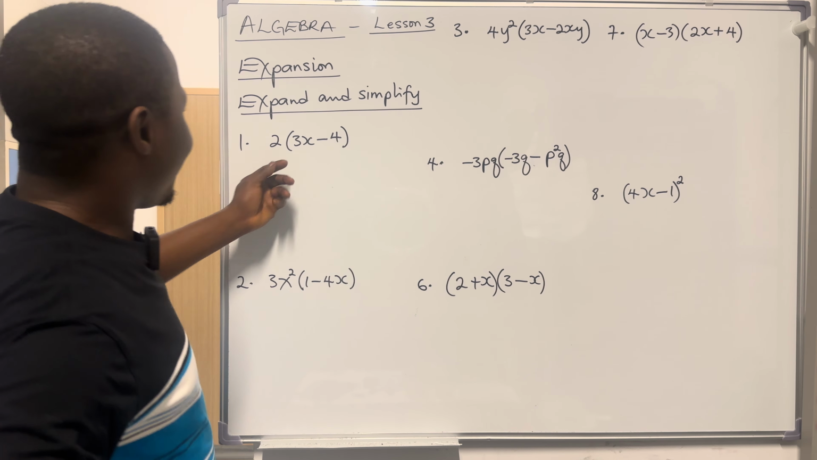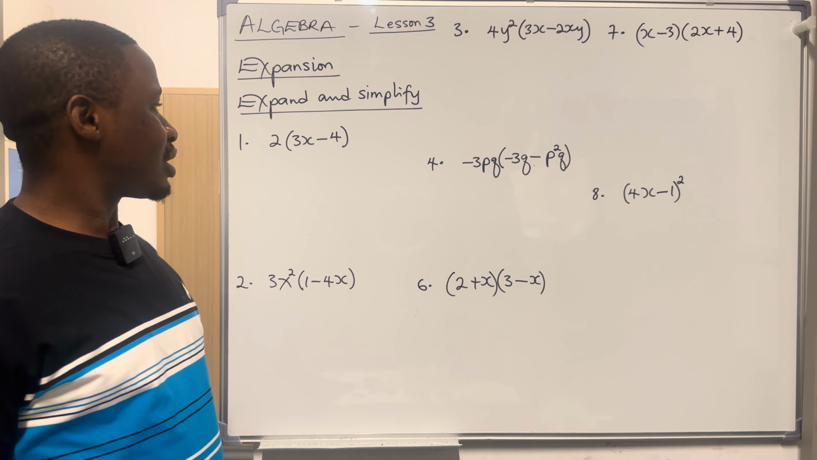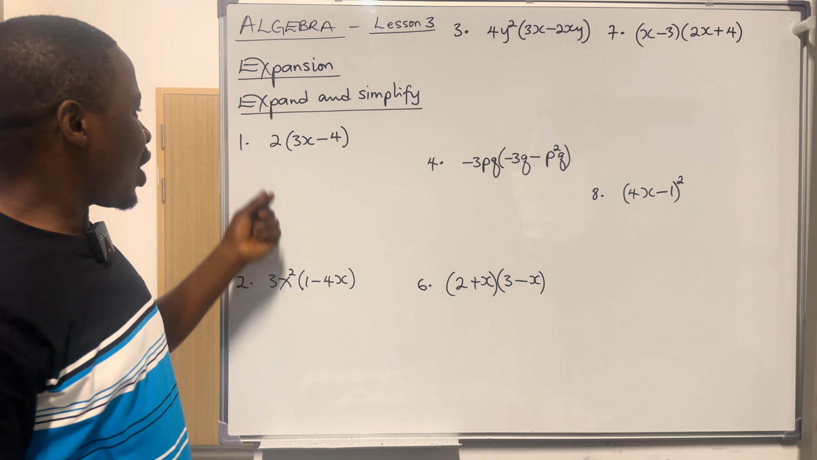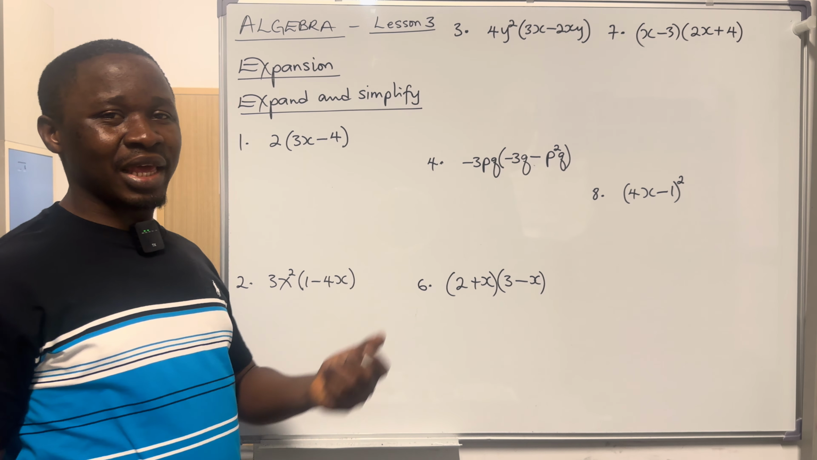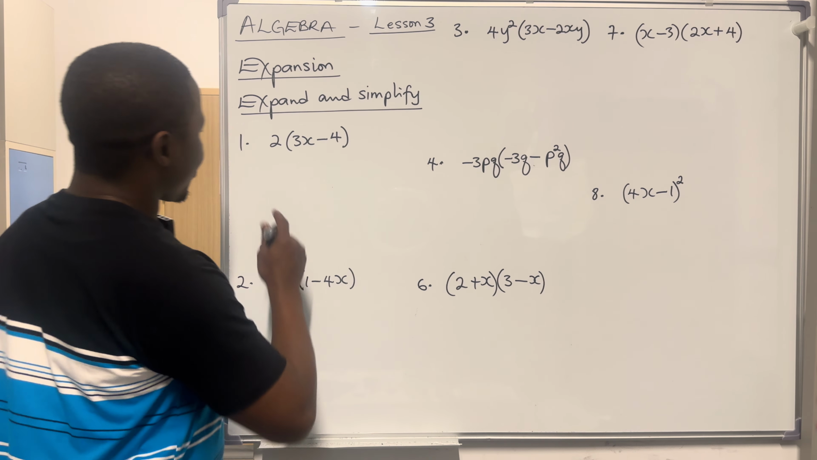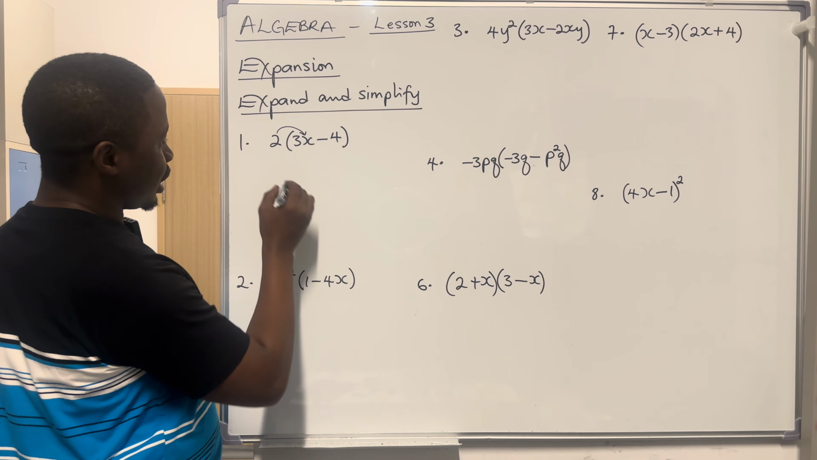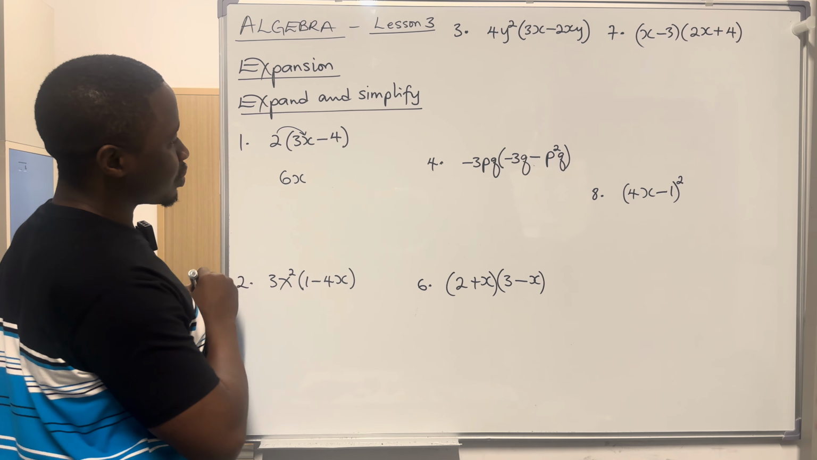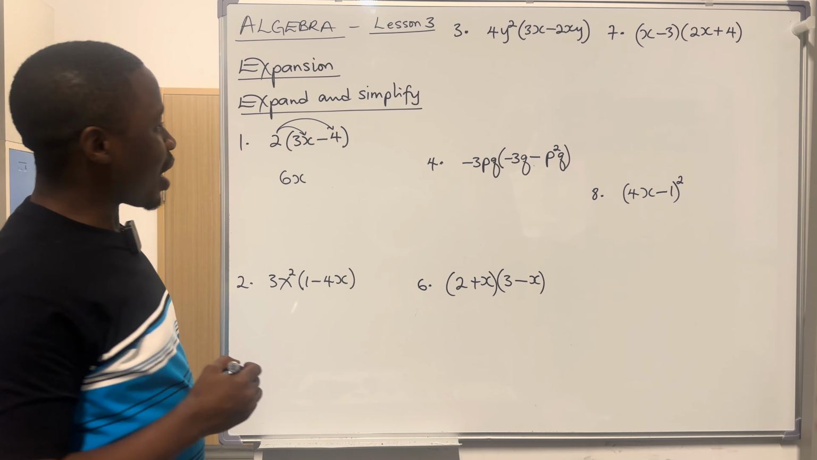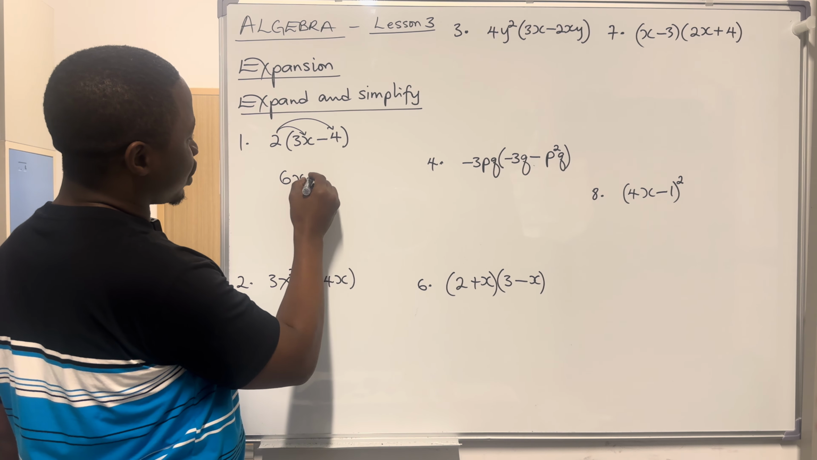All right. The first one here says 2 multiplied by (3x minus 4). To expand in a situation like this, the value we have outside has to multiply every term in the bracket. So if this 2 multiplies this 3x, it will give us 6x. If the same 2 multiplies the other one, minus 4, 2 times minus 4 will give us minus 8.